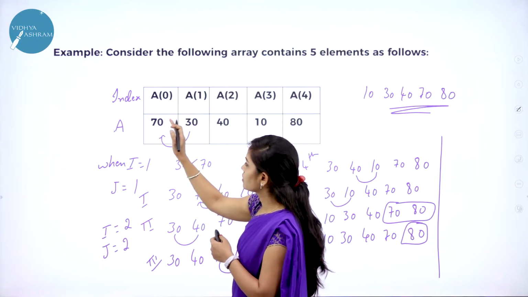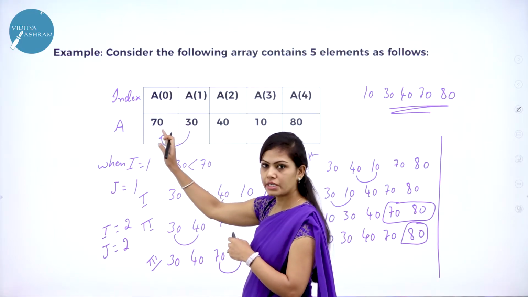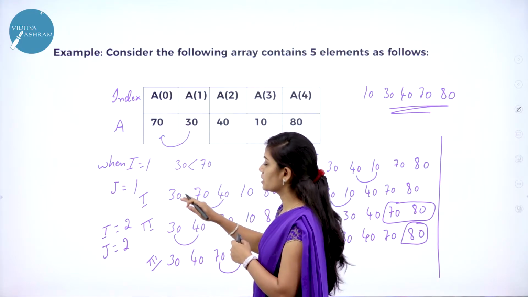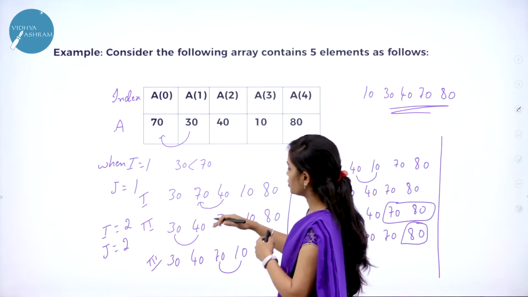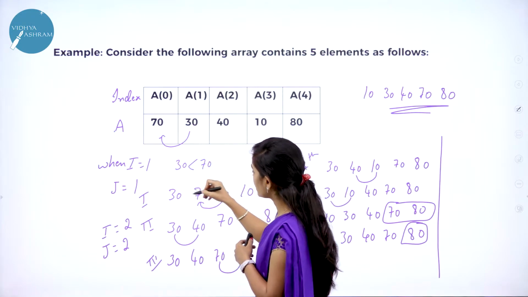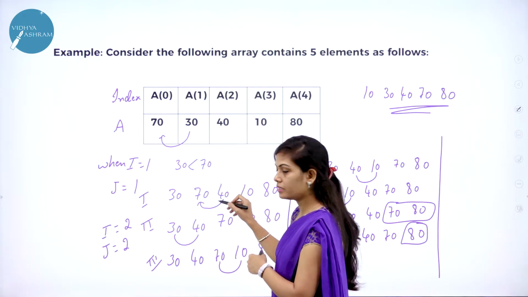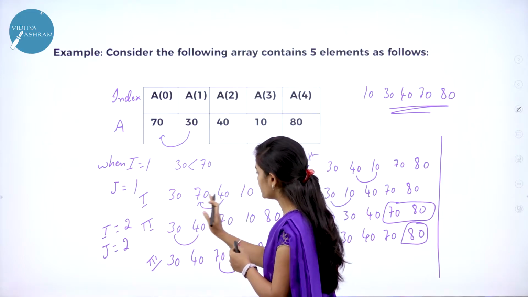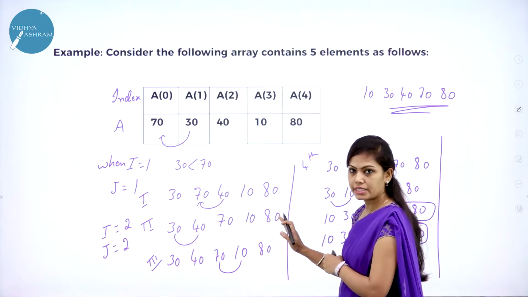First I have swapped these two elements, 70 and 30. 30 is less than 70, so I change the first iteration like 30, 70, 40, 10 and 80. And in the second iteration, I have compared this 70 with 40. 70 is higher than 40, so you can swap these two elements: 30, 40, 70, 10 and 80.